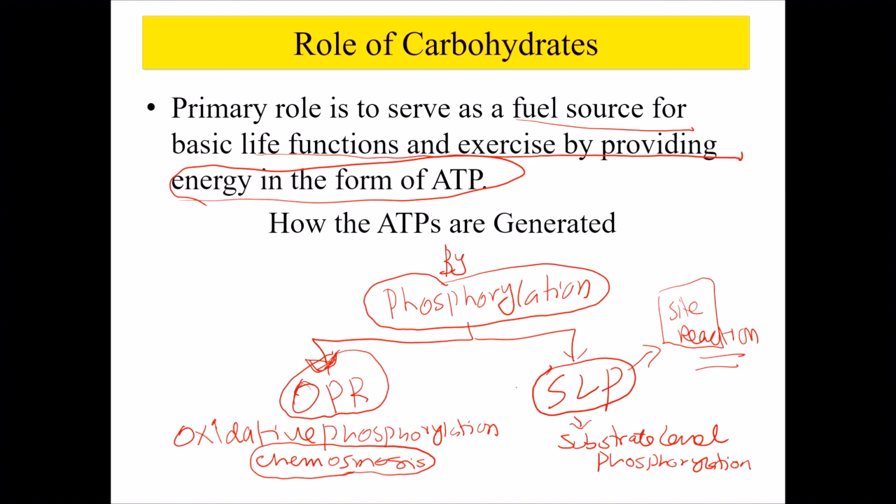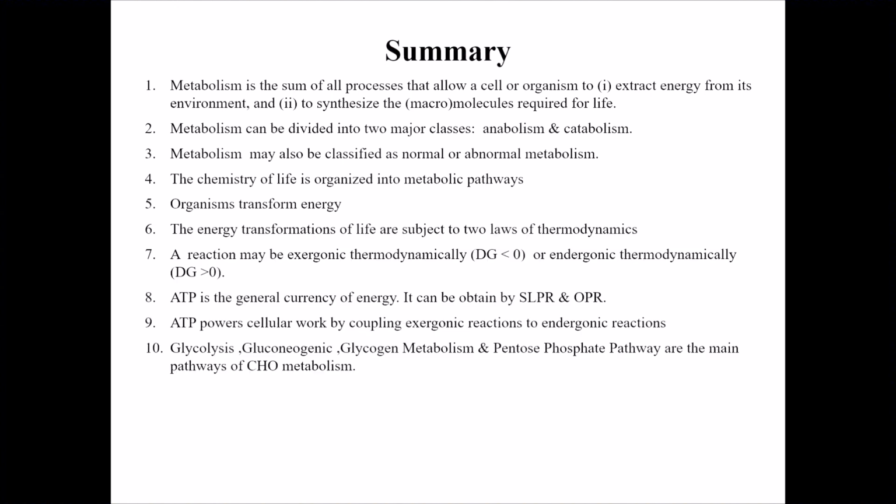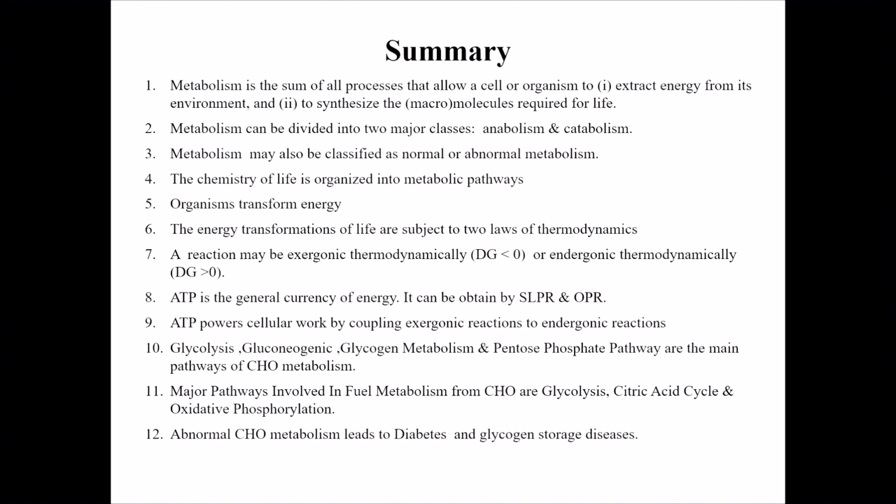I hope everything is clear now. We will finish here by summarizing the whole session. Metabolism is the sum of all processes that allow a cell or organism to extract energy from the environment and to synthesize macromolecules that are required for life. Metabolism can be divided into anabolism and catabolism, or clinically into normal and abnormal. The chemistry of life is organized into metabolic pathways. There are different metabolic pathways.